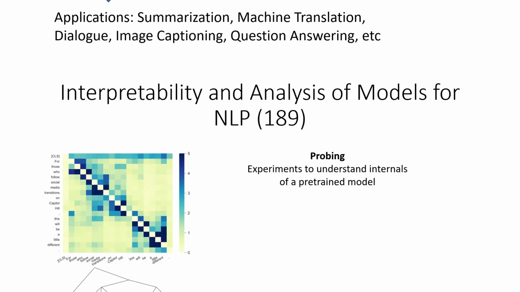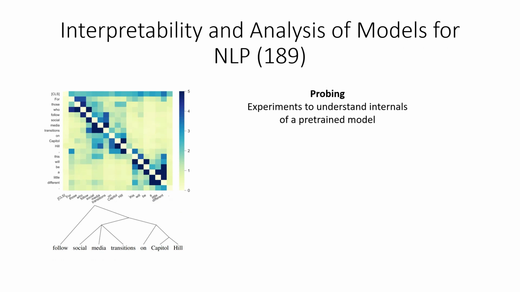Our next topic is interpretability and analysis of models for NLP, with 189 submissions. A major challenge with neural network models is that they basically are a black box. They might perform very well on some tasks, but we don't really know what they are doing to achieve the result.